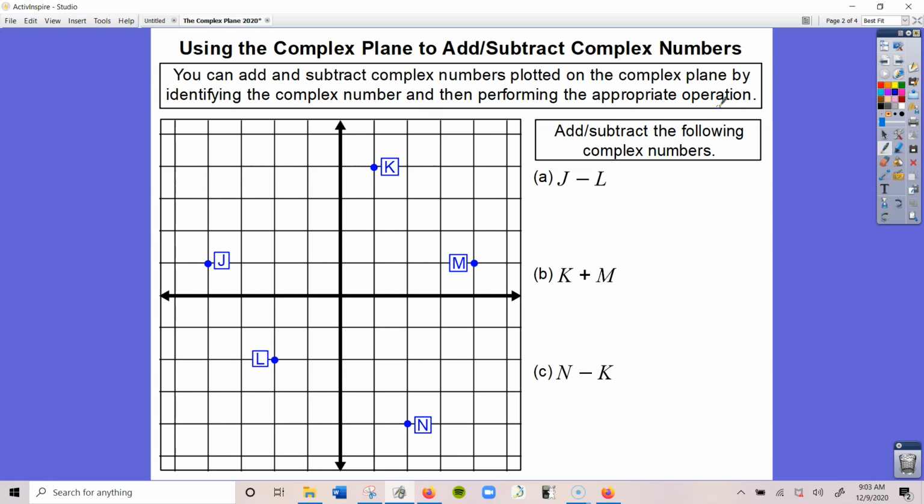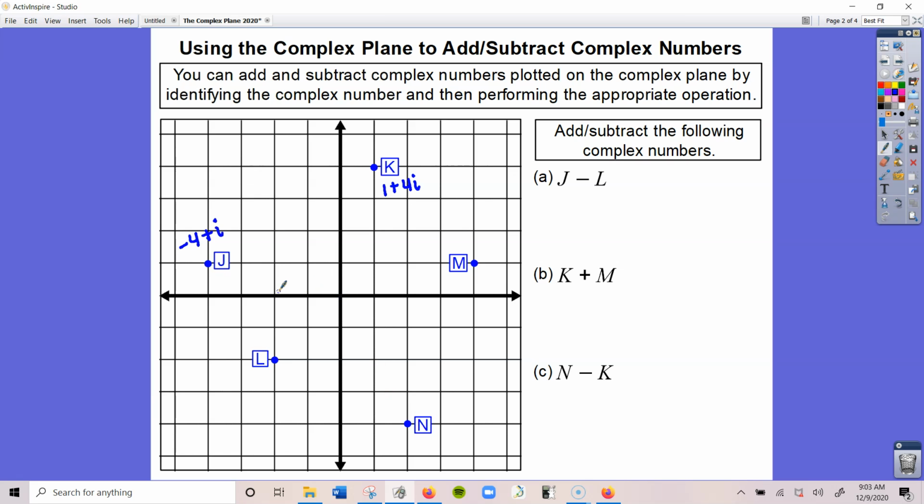Now, if you know how to get the complex numbers from the complex plane, then we could also apply these operations based on what these numbers represent. So what we're going to do first is we're going to label what each one of these letters represents. So for J, we had to have gone 1, 2, 3, 4 units to the left and 1 unit up. So that's -4 plus i. For K, I would move 1 to the right and 4 units up. So this is 1 plus 4i.